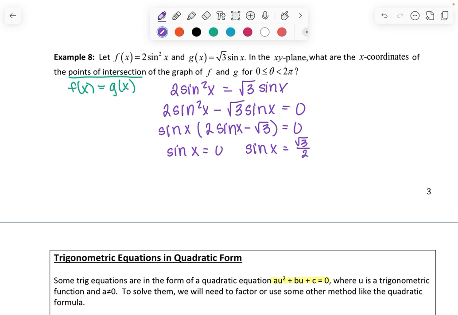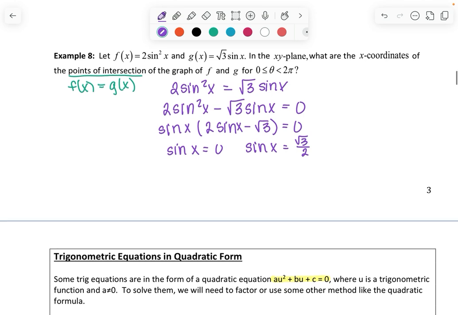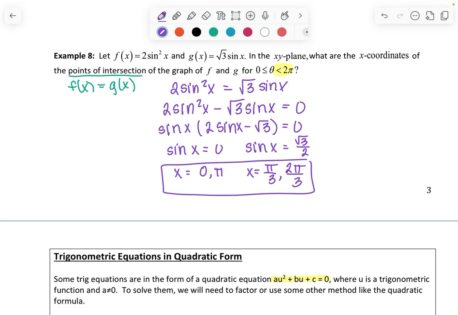Now, figure out on your unit circle where sine takes on those values. You can use your left hand. So sine is equal to 0 at 0 and pi. Now, again, we're not going to include 2 pi because it's not included in our interval, okay? So we're using 0 to represent that location on the circle here. And then for sine of x equals square root 3 over 2, that is going to be at pi thirds in quadrant 1, and then it's also positive in quadrant 2. So we get 2 pi thirds. So we get these 4 solutions, okay?